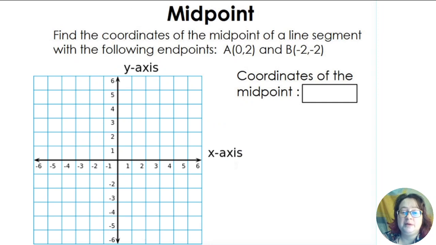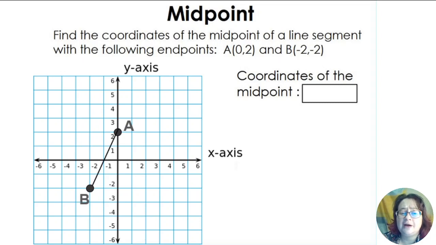In order to find the midpoint, the first thing we have to do is graph the two endpoints of our line segment. So here we have A at (0, 2). At (0, 2), I'm going to put a dot and label it A. And B is (-2, -2), so at (-2, -2) I'll put my point and label it B. And then I'm going to connect the two.